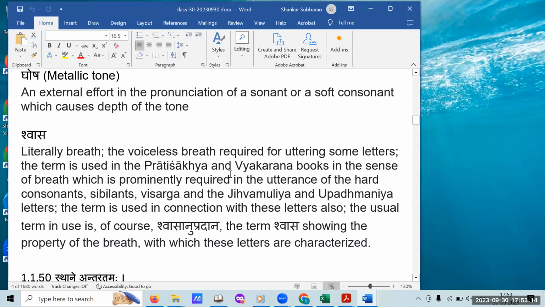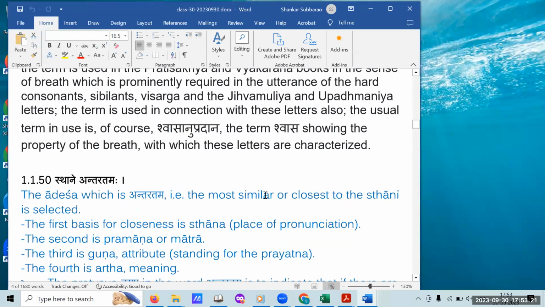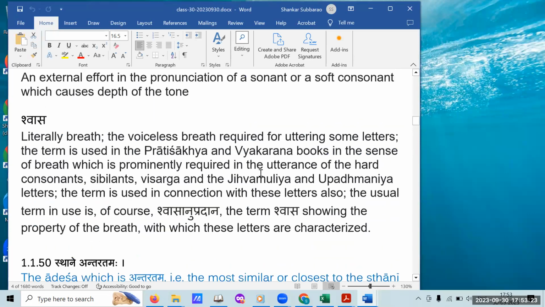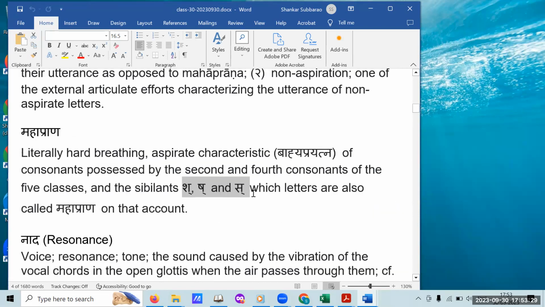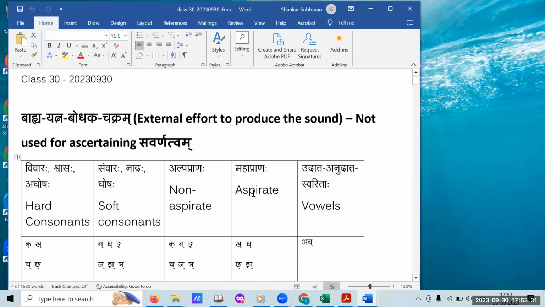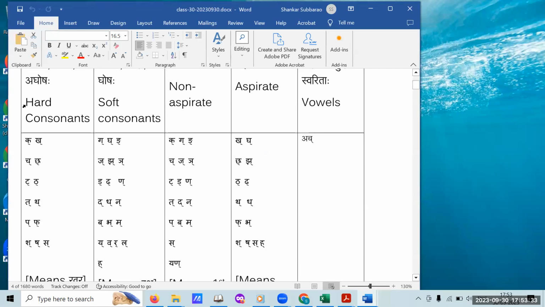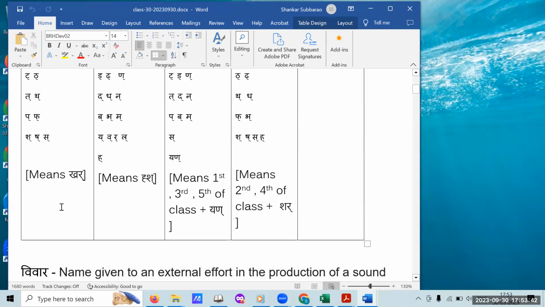Shwasa is breath. It's called an unvoiced letter or voiced letter. I'm not going to spend time on this because, as I said, I feel it will not be appreciated very much by us, even if I spend one more hour on it. So understand there are four groupings here. One set of groupings, in English, they simply call hard consonants, which is easier for us to follow. What are they? Ka, kha, cha, chha, ta, tha, ta, tha, pa, pha, sha, sha, sa, which means what?